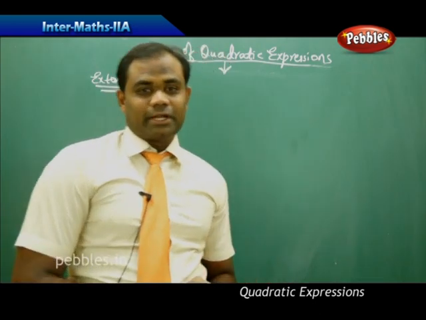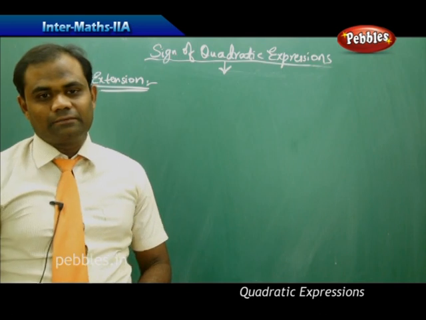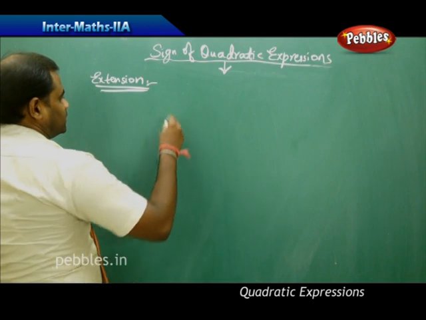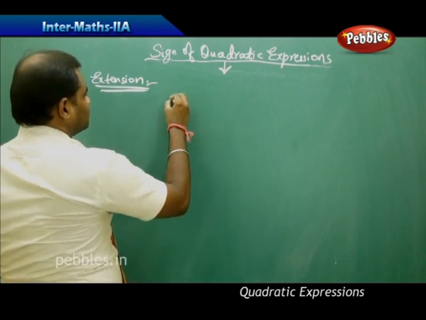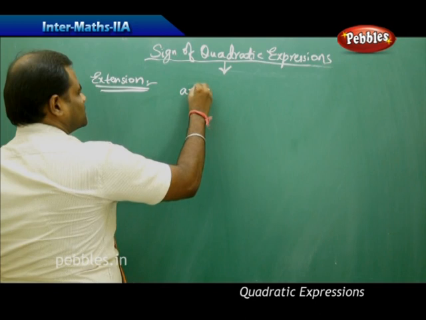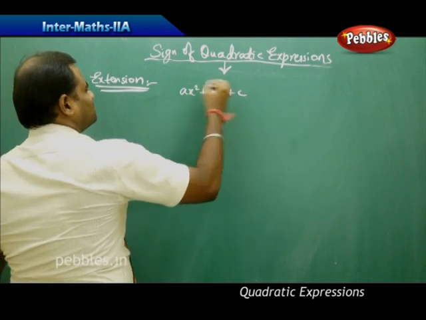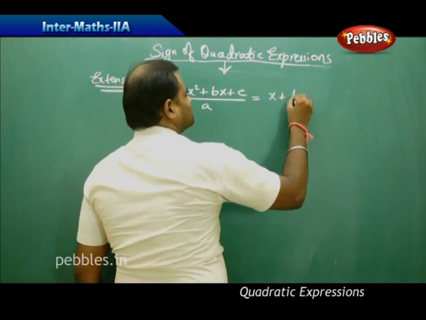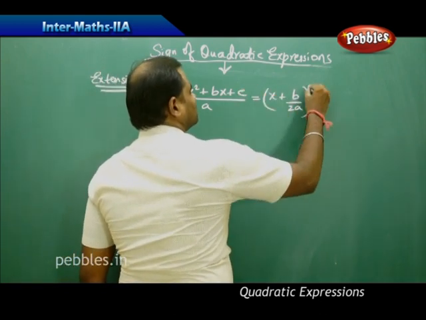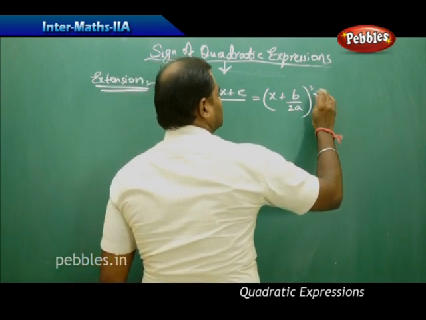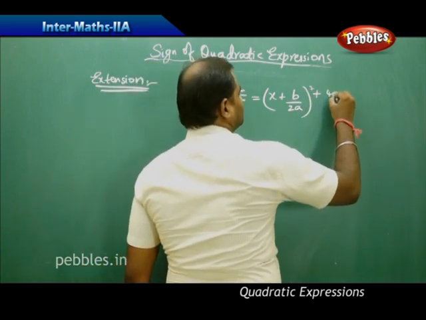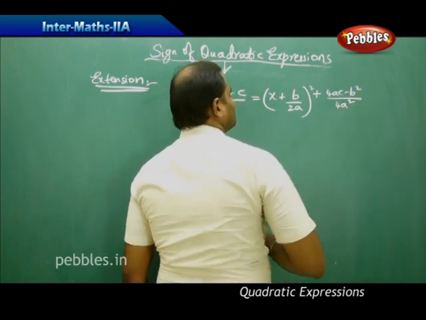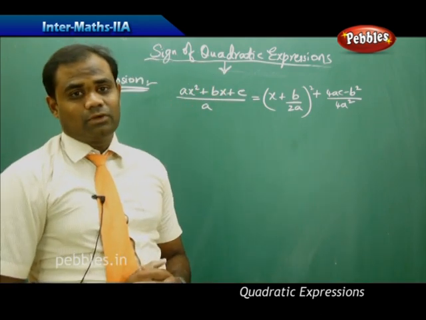Now let's take the extension of the previous theorem which we have discussed, connecting with change of signs. Here the extension is with reconsideration of equation 2 which we obtained in the previous case, (ax squared plus bx plus c) by a, which was derived to be (x plus b by 2a) whole squared plus (4ac minus b squared) by 4a squared is what we have obtained.